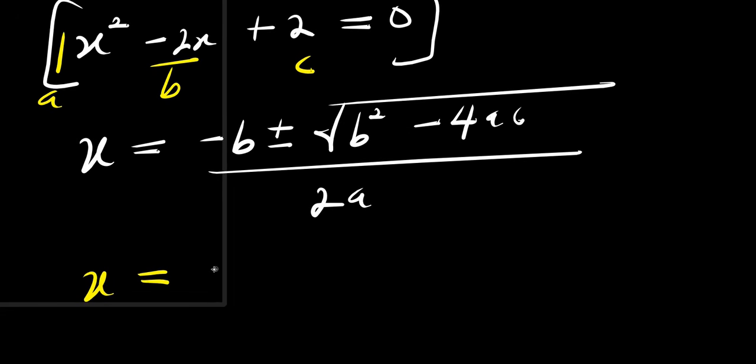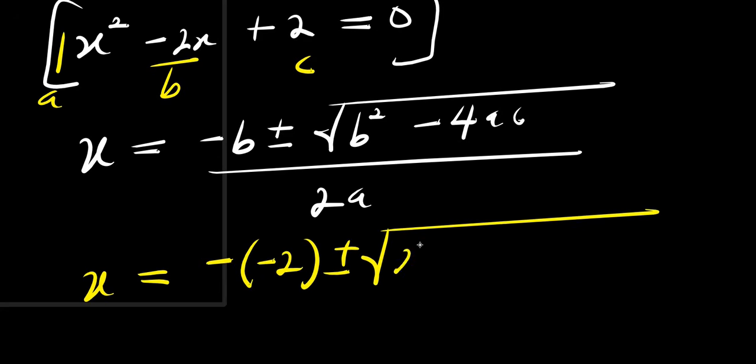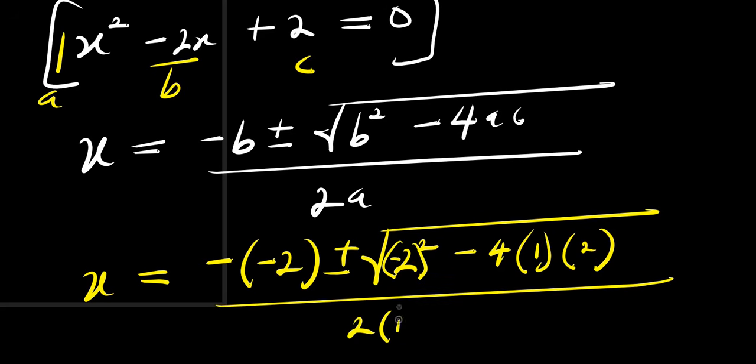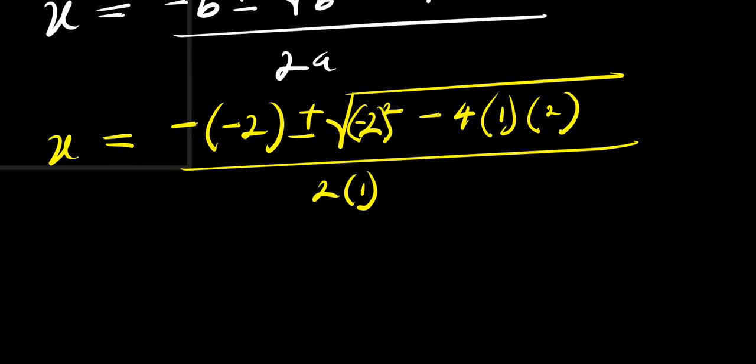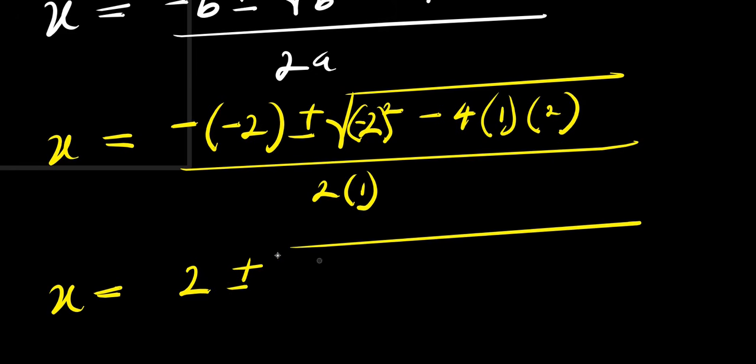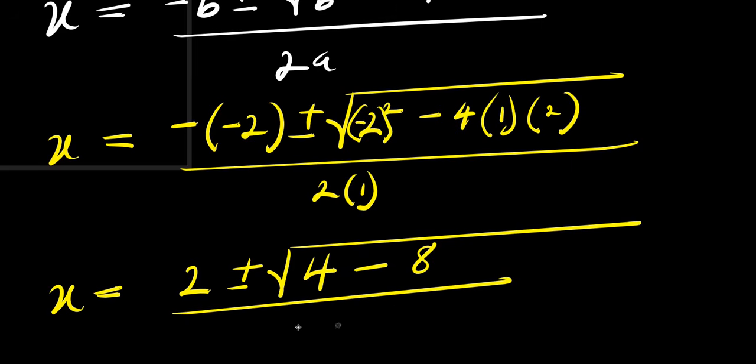So we insert these values for a, b, c here. We have x equals negative b, that's negative times negative 2, plus or minus square root of b squared, to power 2, minus 4 times... okay, b is negative 2. So this is negative 2 power 2 minus 4 times 1 times c, that is 2, divided by 2 times 1, that is 2 times a. From here, I have x equals, this is 2, plus or minus square root of, this is 4 minus 8, divided by 2.